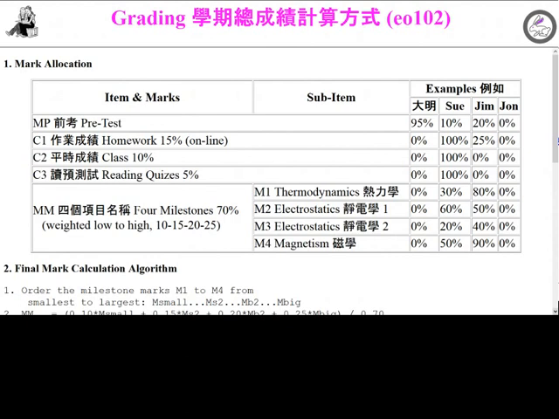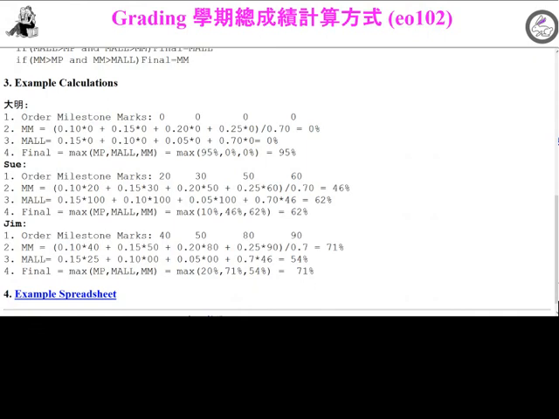Okay, so these 3 examples, let's look at how we would get their marks. Let's consider first of all Da Ming. As you can see here, his milestone marks all add up to 0, but his MP equals 95%, his pretest. So his final mark will be 95%. He will get the pretest mark.